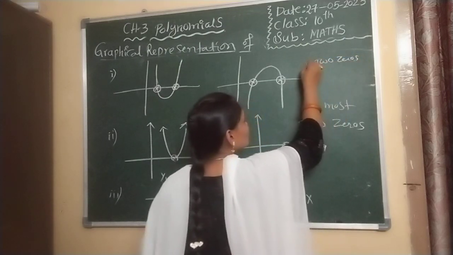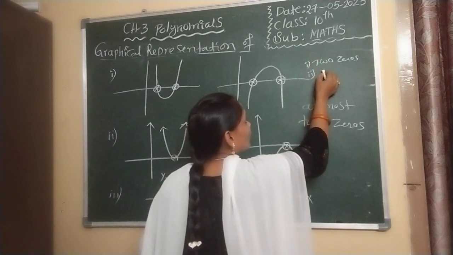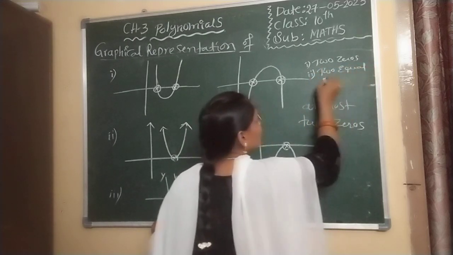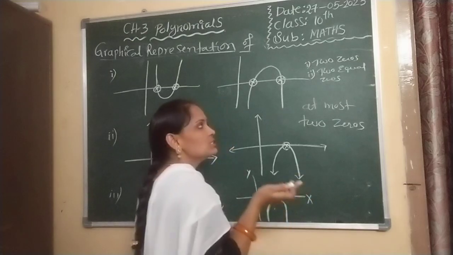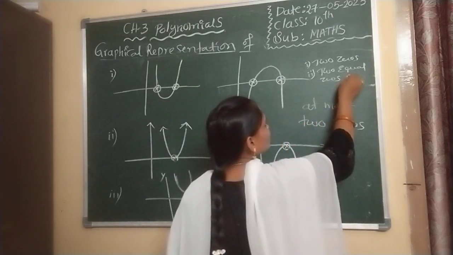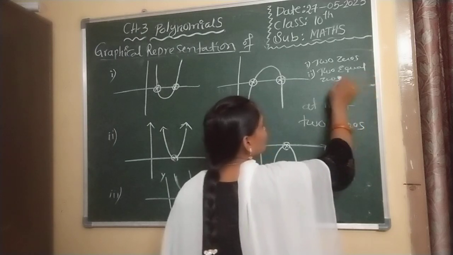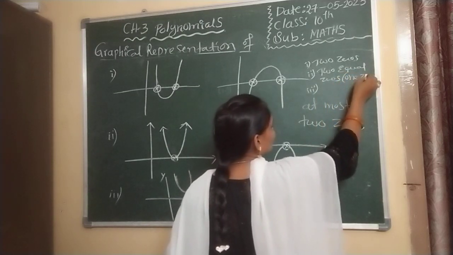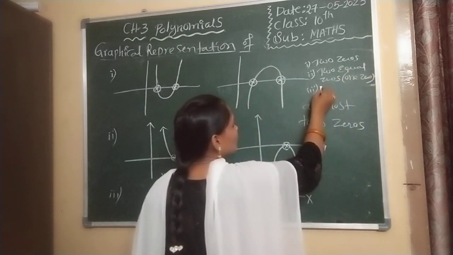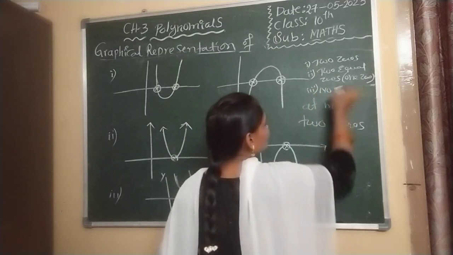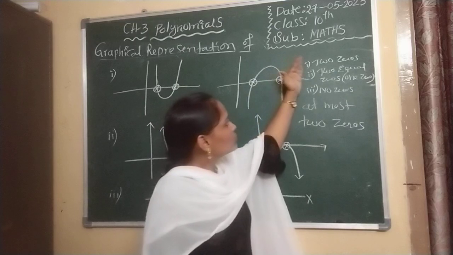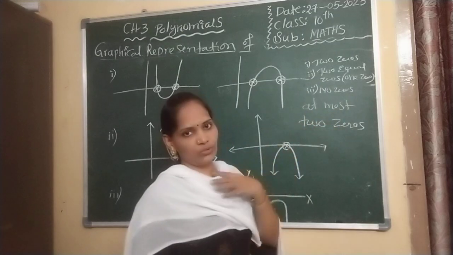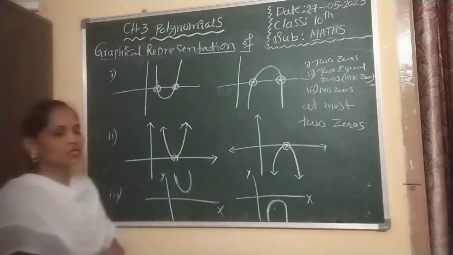First condition: 2 zeros. Second condition: 2 equal zeros. 2 equal zeros means 1 only, suppose 2, 2. So 2 equal zeros means 1 zero. Third case: no zeros. So by using these three conditions we can conclude that a quadratic polynomial has at most 2 zeros.